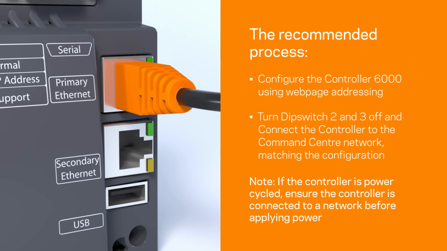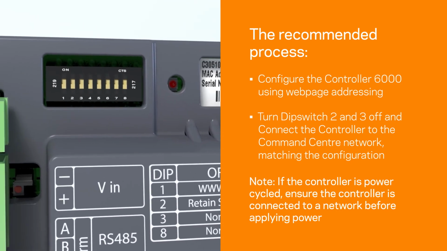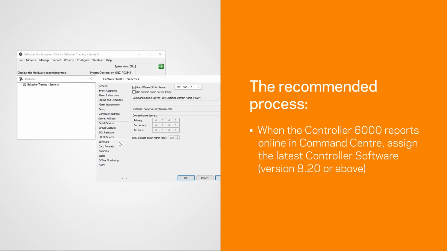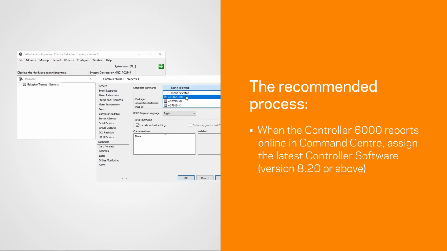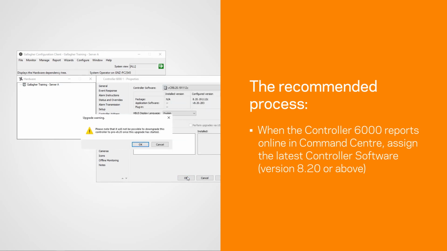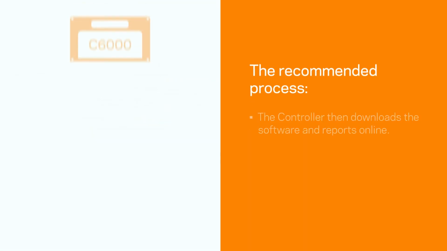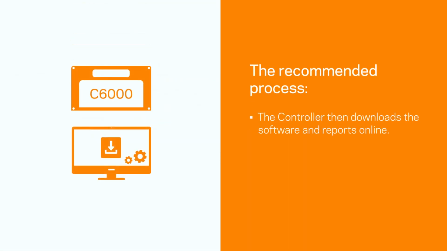It is important to note that if the controller is power cycled, ensure the controller is connected to a network before applying power. When the controller 6000 reports online in command center, assign the latest controller software, version 8.20 or above. The controller then downloads the software and reports online.